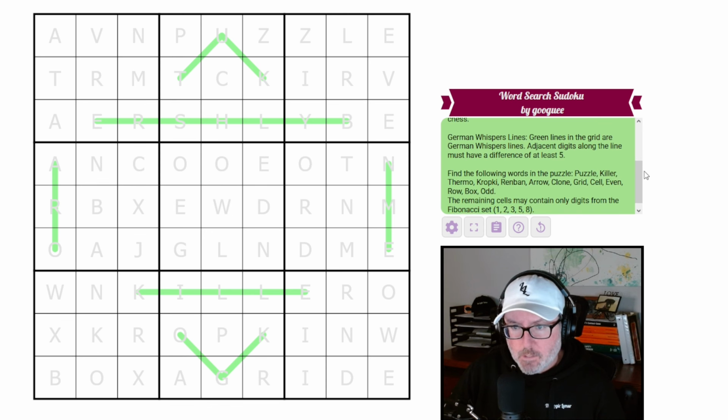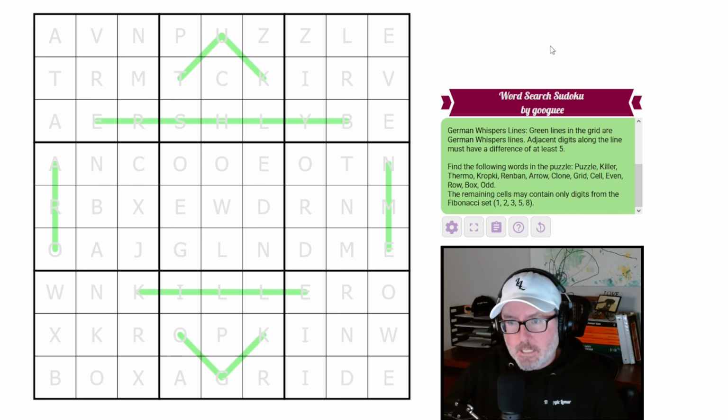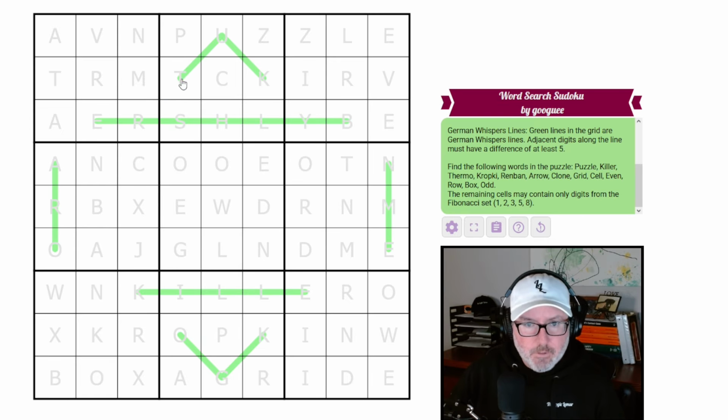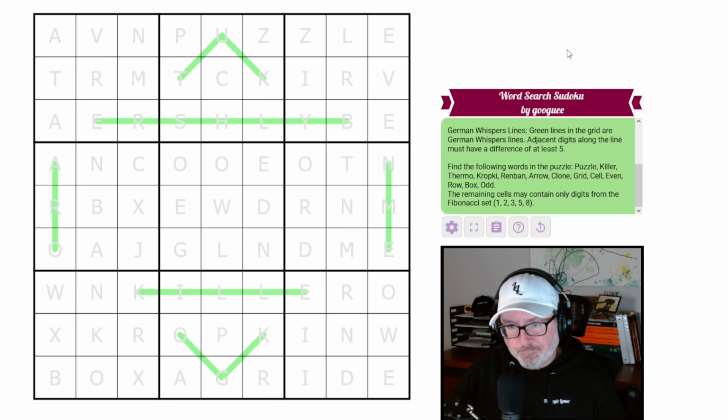Then we have German whispers. So the green lines in the grid are German whispers. Adjacent digits along lines must have a difference of at least 5. So whatever you are, you have to at least be 5 away from it, and you have to at least be 5 away from that one. Same for the rest of them.